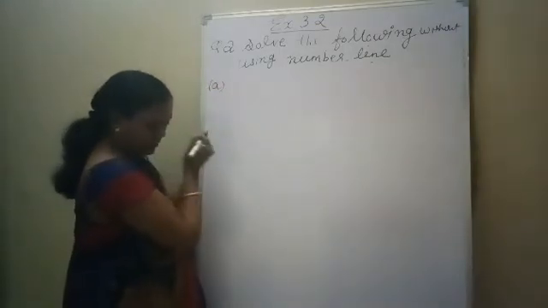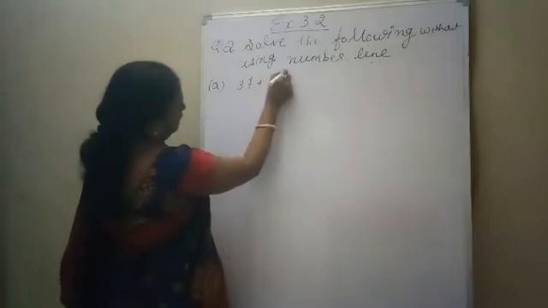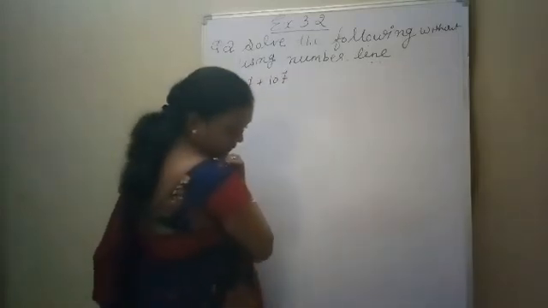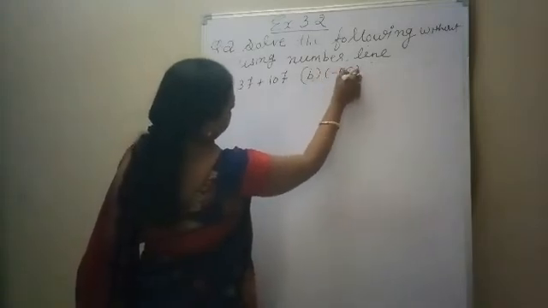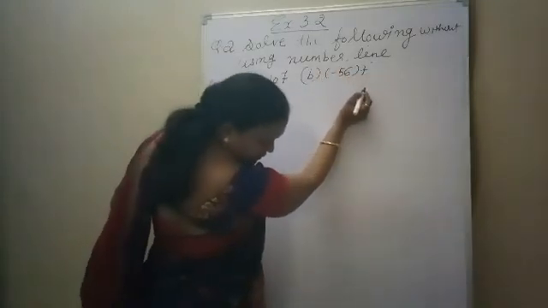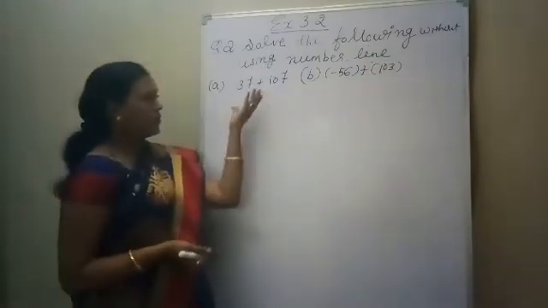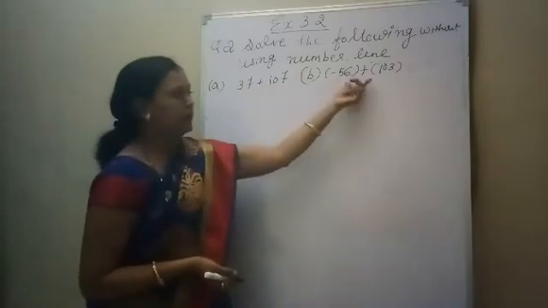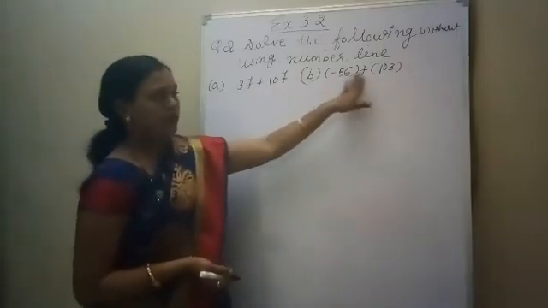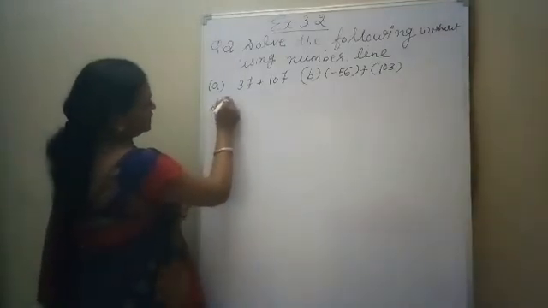In the A part, we will add 37 plus 107. In the B part, we will add minus 56 and 103. Look at here, in the A part, both the numbers are positive. In the B part, the first one is negative and the second one is a positive number. So how can we solve this question?